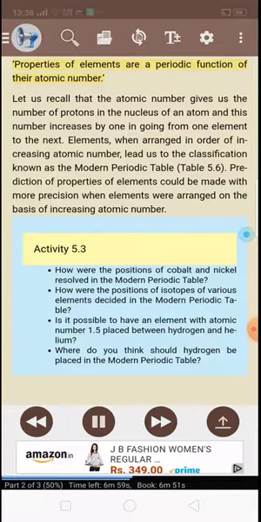Properties of elements are a periodic function of their atomic number. Let us recall that the atomic number gives us the number of protons in the nucleus of an atom, and this number increases by 1 in going from one element to the next. Elements, when arranged in order of increasing atomic number, led us to the classification known as the modern periodic table, Table 5.6.